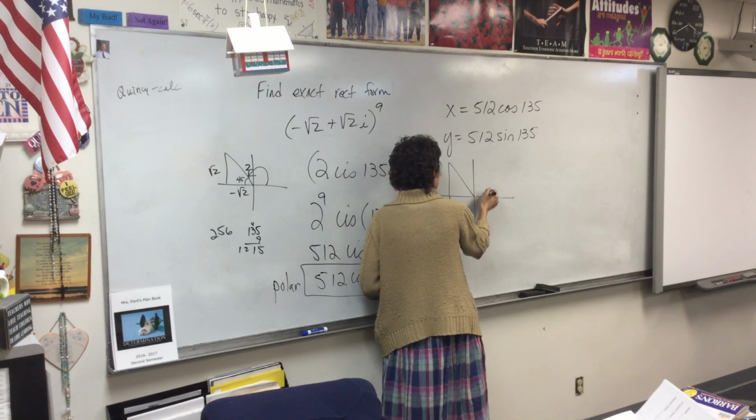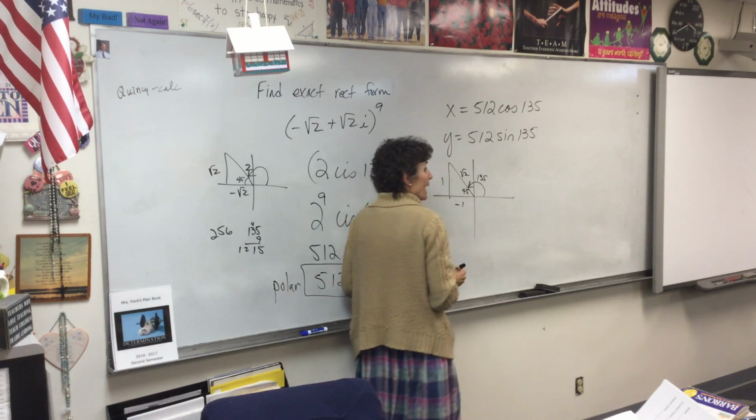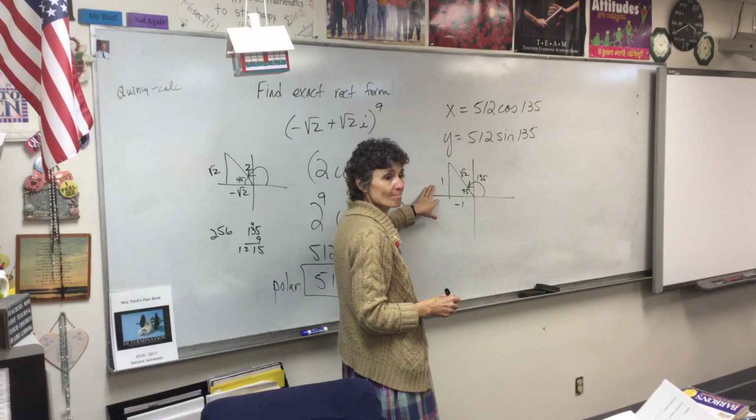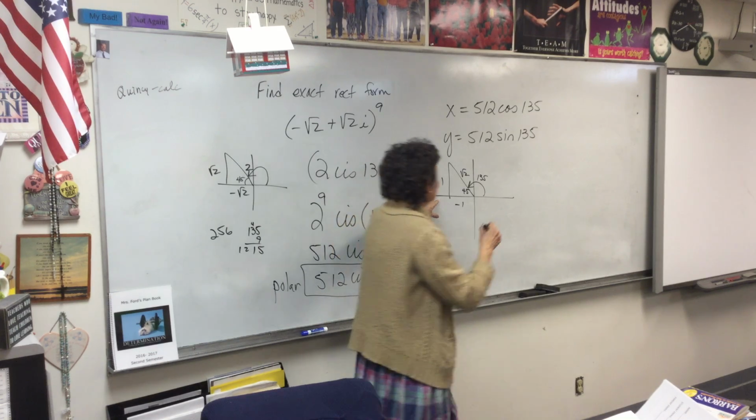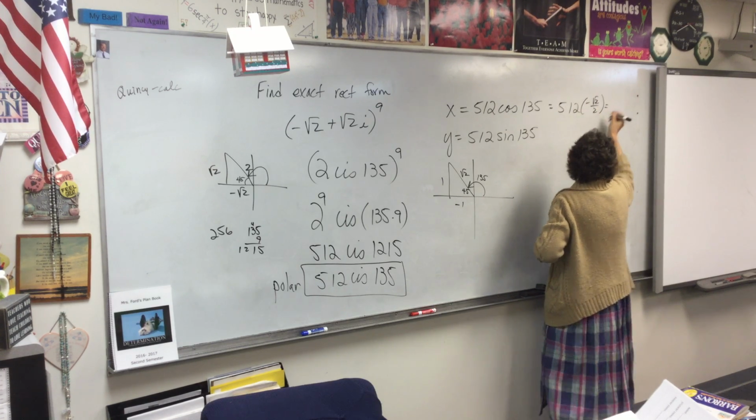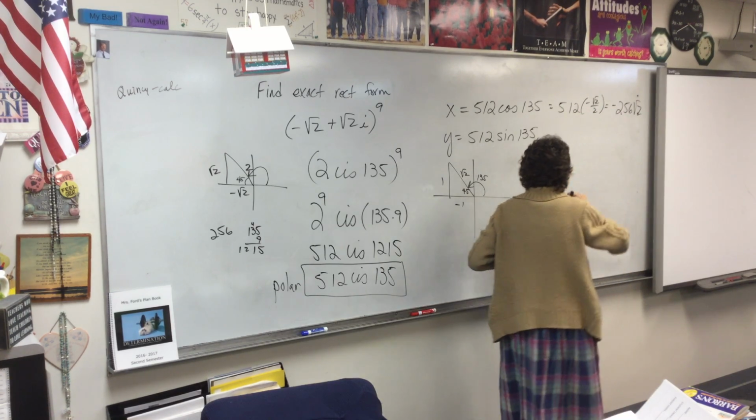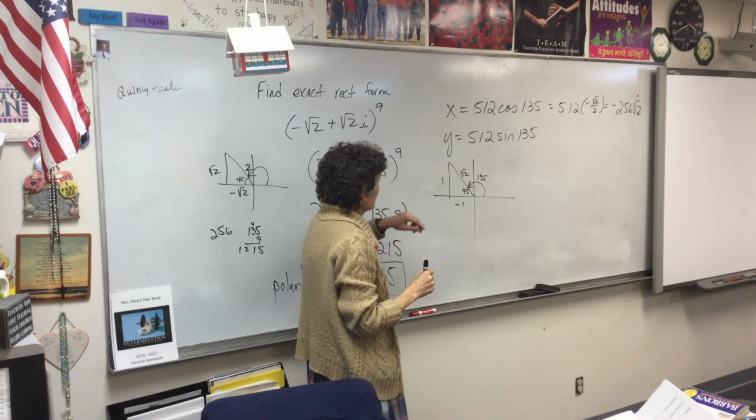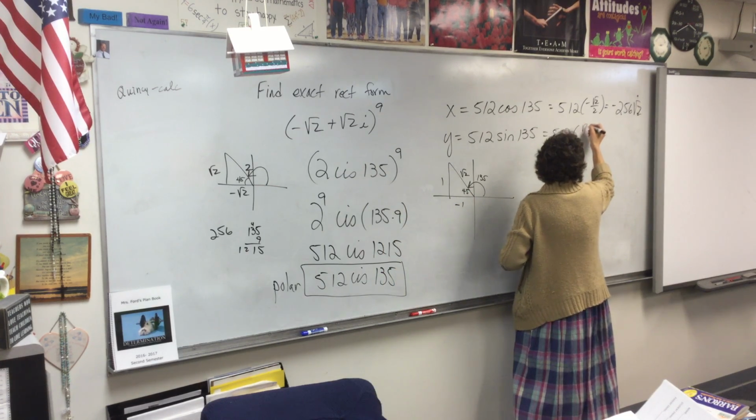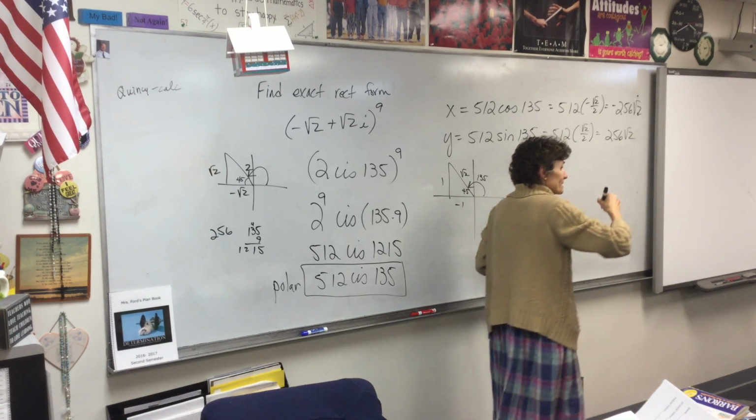135 is special. If I'm asking you to do it without a calculator, it has to be special. What's the cosine? Negative 1 over root 2, or negative root 2 over 2, which will be negative 256 root 2, if I cancel. The sine is positive root 2 over 2, or 256 root 2. So what's the answer?